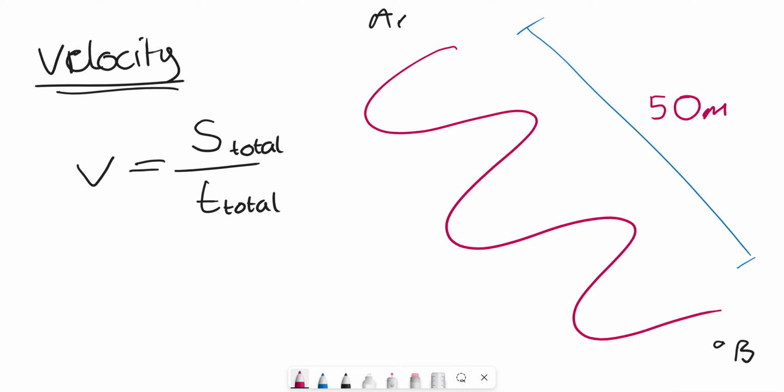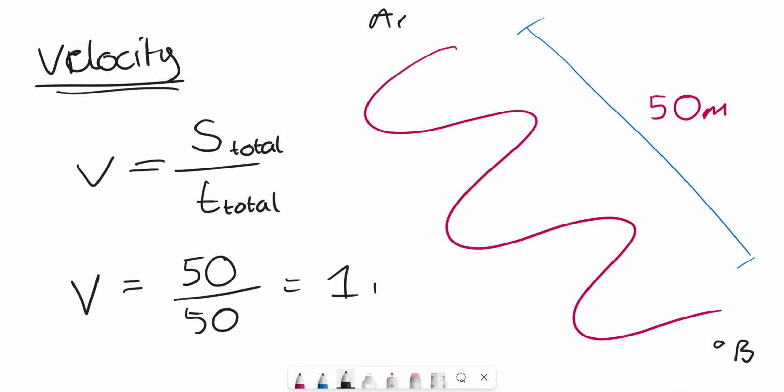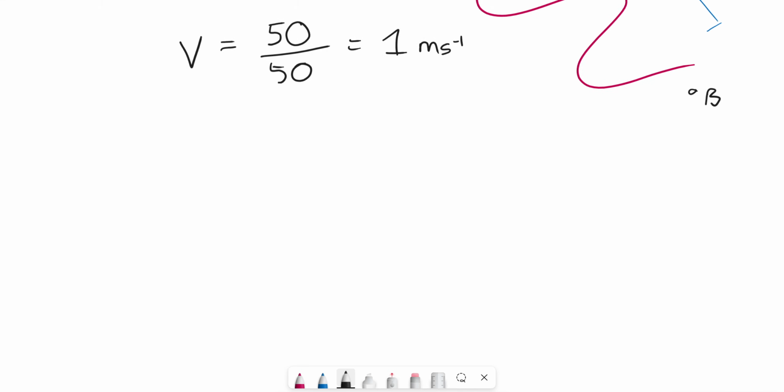Because he was going along the winding track, the time he took doesn't change. That's why our average velocity, our v, is total displacement, 50, over total time, 50 seconds. So it's 1 meter per second. There we go. 1 meter per second.